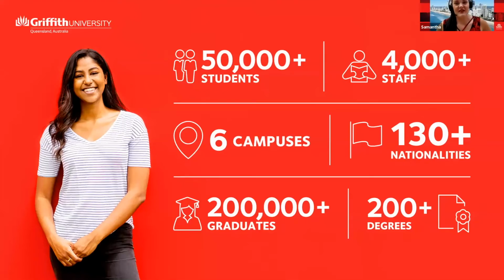We are one of the biggest universities in Australia. We have over 50,000 students and about 4,000 staff members. We go across 6 campuses and we are a very diverse university. We have over 130 nationalities. In fact, we have the highest amount of African students here in Queensland. We have the largest amount of Swedish students, the largest amount of Canadian students. So we are a very diverse university. It's not just one type of nationality.